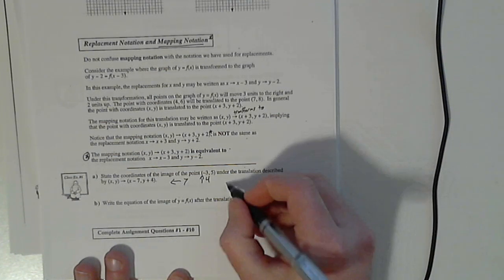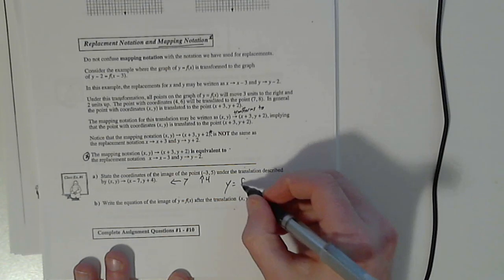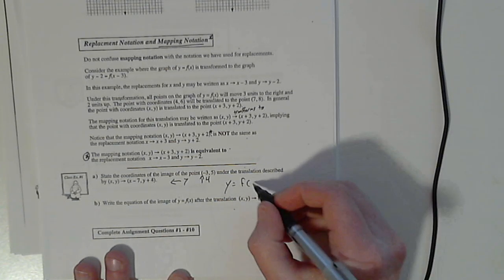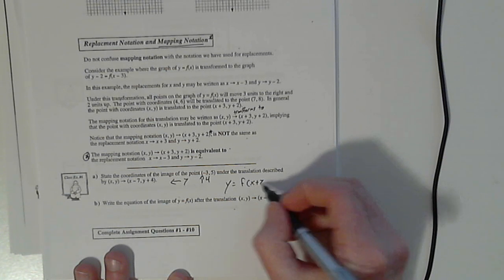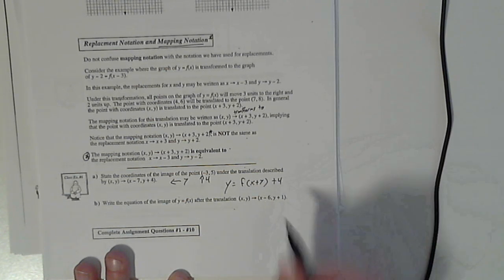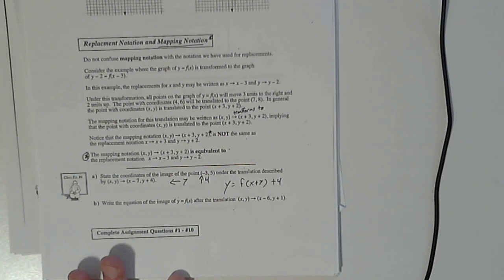So now let's write it the other way, though. 7 units left is going to look like x plus 7. 4 units up actually is plus 4 on this side. It would be minus 4 on that side. So this one's actually the right way if you see it on that side.